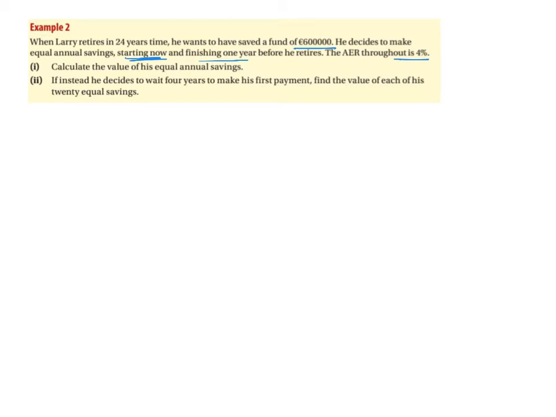So again, first thing we do is we draw a timeline. And what we want at the end of this is to take out 600,000. We're going to be making equal annual payments, or equal annual savings, I should say, of A, etc. And we're going to have 1 just before the end, so we're just going to put dots there to show there's a whole load of payments before then. And we are heading to the right. So everything is coming from left to right, which means that it's increasing in value.